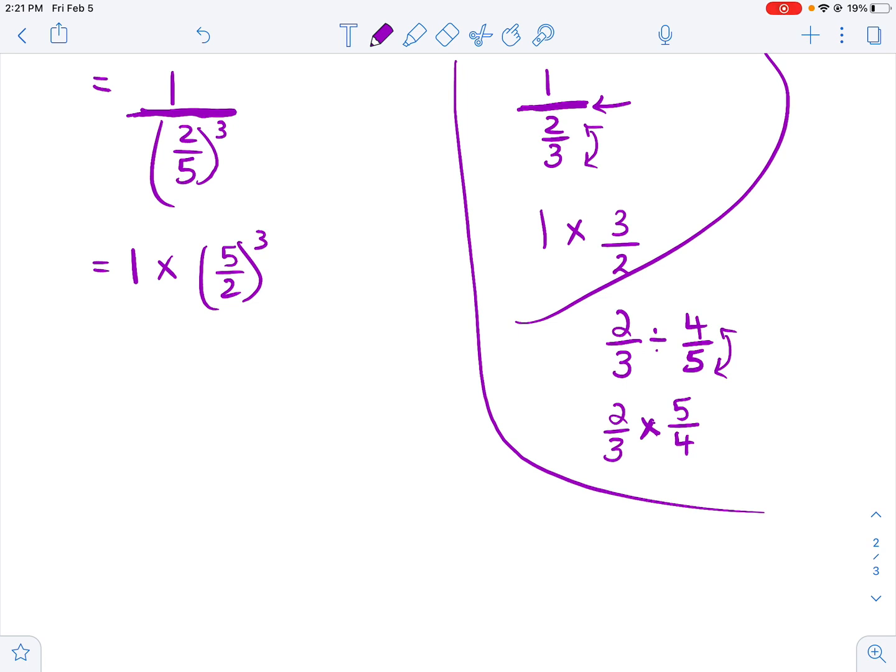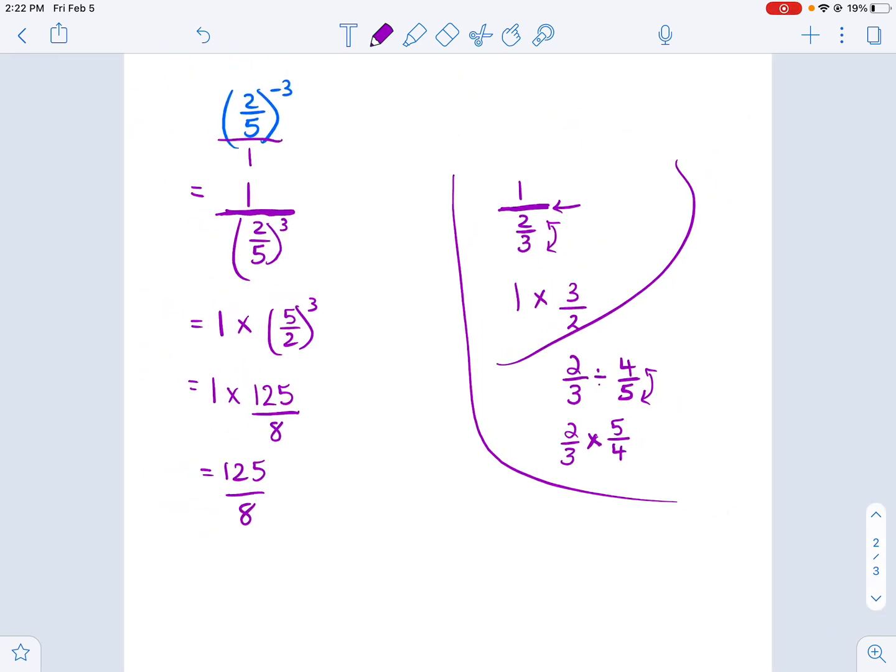And it's still cubed. So then I would just simplify it. 5 times 5 times 5, that's 125. And then 2 cubed is 8. And then if I multiply that by 1, it's just 125 over 8. Or you can see what happened, the shortcut: this actually just flipped. It just became 5 over 2 to the power of 3, shortcut.